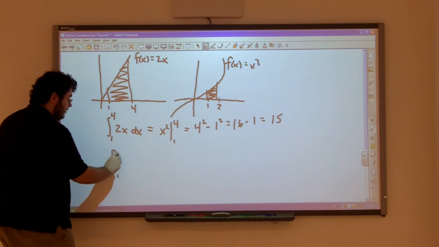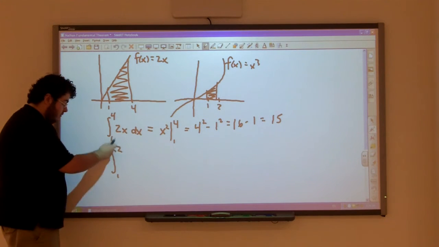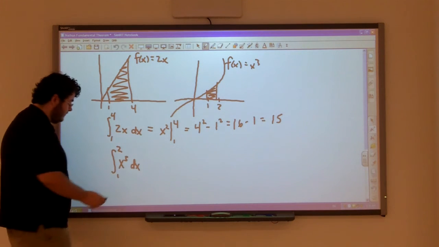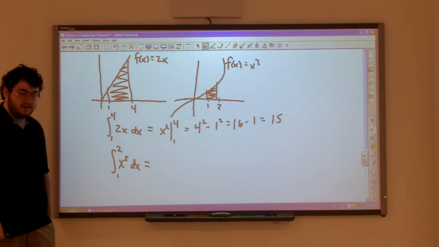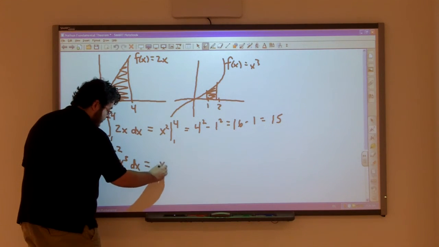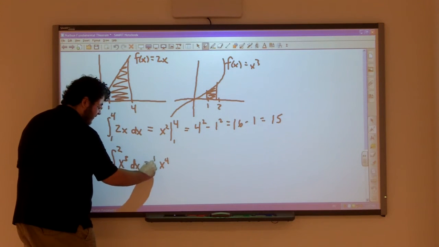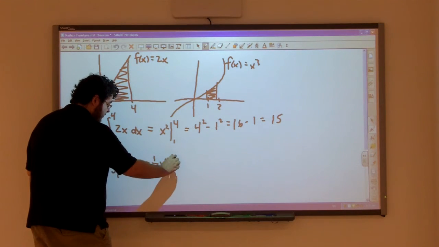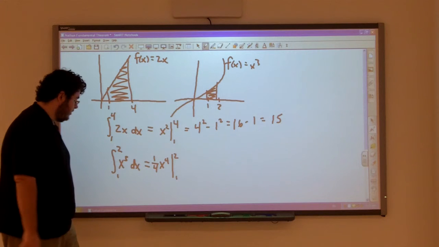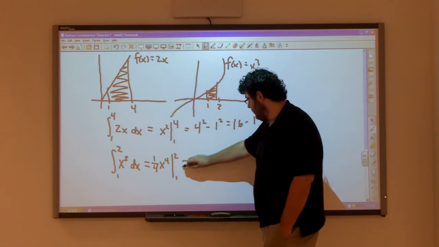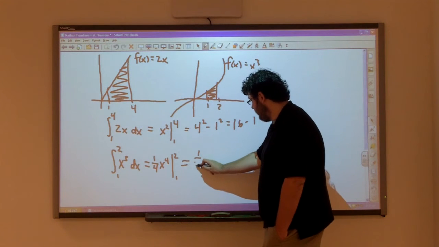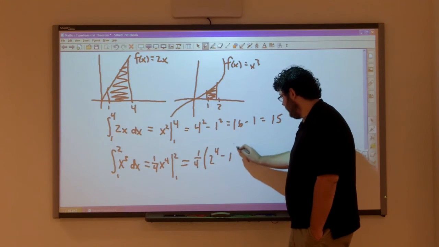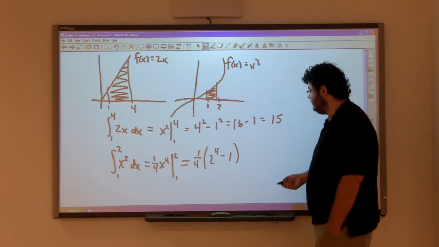But using our wonderful fundamental theorem, we can say that it's the integral from 1 to 2 of our function x cubed. So what do we take the derivative of to get x cubed? Well, we know it's going to be an x to the fourth because the power comes down, but we also have to divide by the new power. Okay? And then we evaluate from 1 to 2. So we simply have 1/4 times 2 to the fourth minus 1. And that's simply our area.